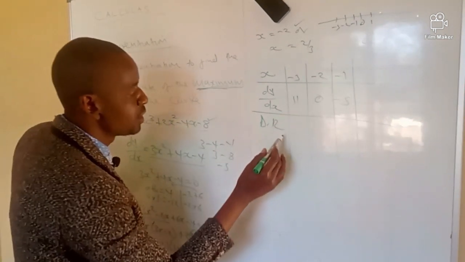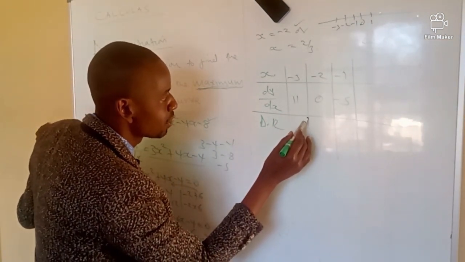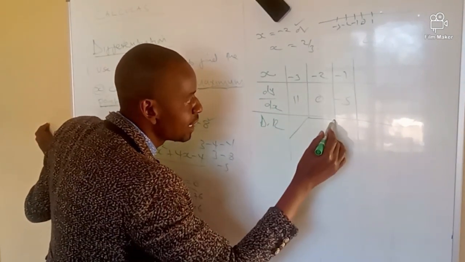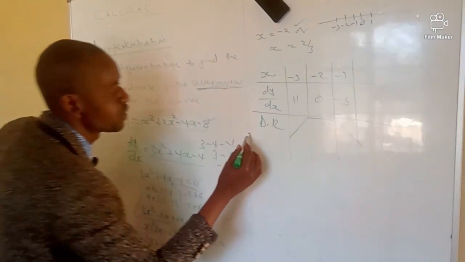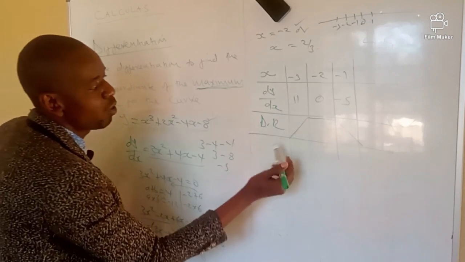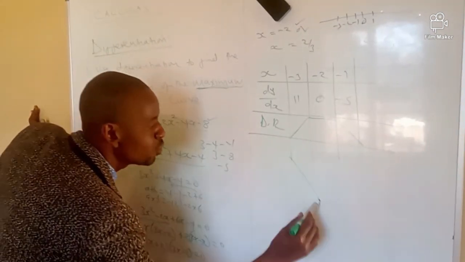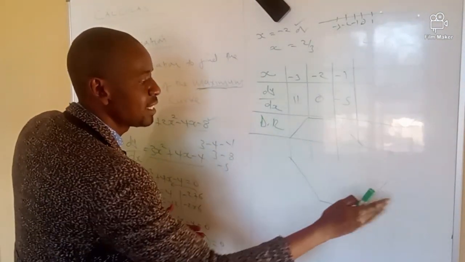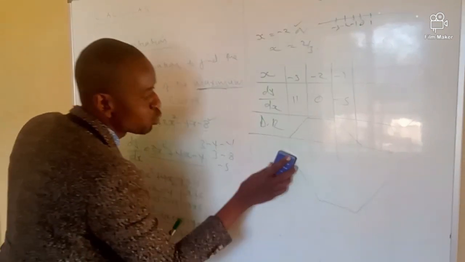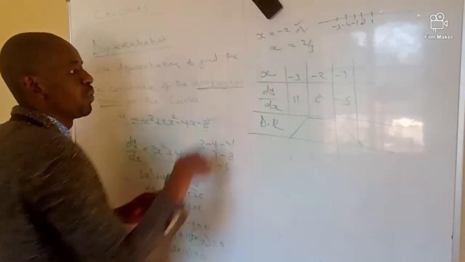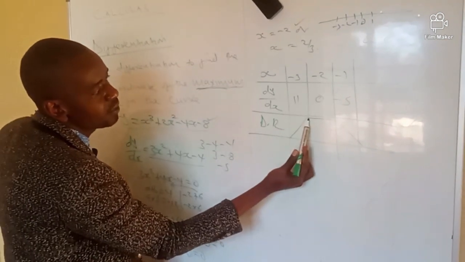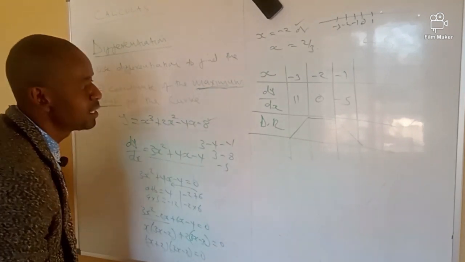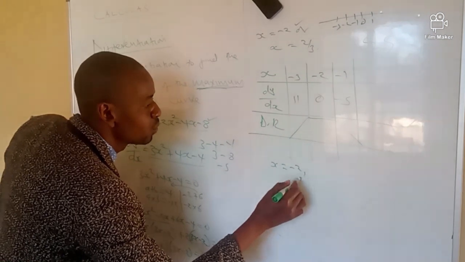So in diagrammatic representation, this is a positive, so it goes up. Then this is 0, it levels. Then it is going down, which is a negative. That is how you're supposed to represent it. And you realize that this is now a maximum point when it goes up, then level, then down. But when it reduces, then 0, then positive, then that is a minimum point. So that means x equal to negative 2 is at a maximum point.